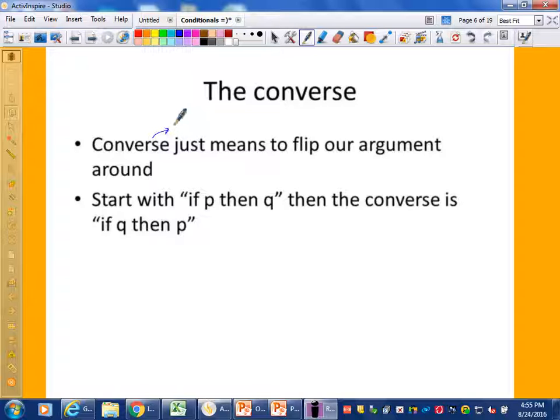Converse sounds a lot like the word convert, right? Well, convert to me means you're going to switch. So, converse simply means switch. Okay? So if you remember converse is like convert, which means switch, then if you started with if P then Q, your converse would be if Q then P.